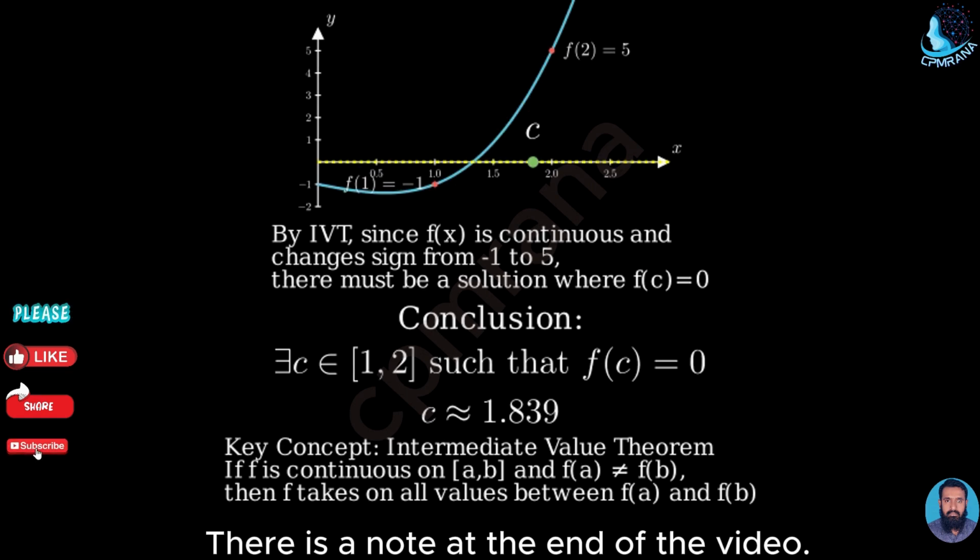The key to this proof was using the intermediate value theorem, which states that if a continuous function takes on two different values, it must take on all values in between. This is a powerful tool for proving the existence of solutions to equations.